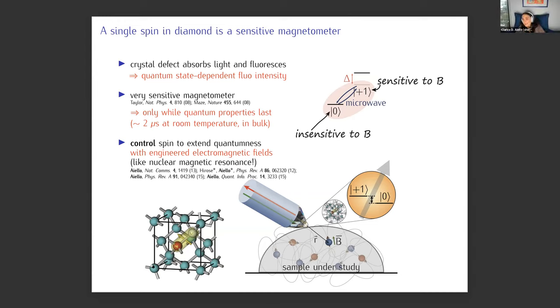Basically, the idea is that we have a quantum object, okay? In this case, we have an electron inside the material diamond, and this electron has a quantum property that is called spin. That is like a property of matter as much as charge. And the idea is that we can put this spin to work as a magnetic field sensor.